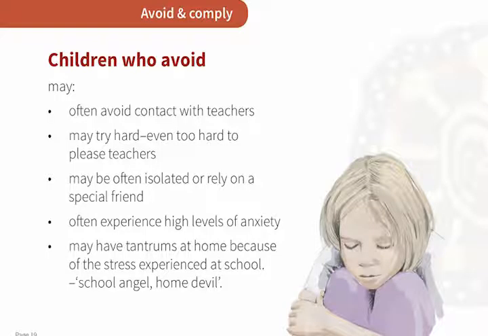They may be often isolated or rely on a special friend to cope, and when this special friend is absent from school, they may have a lot of difficulty in participating in class. The special friend in this context is being used as an additional source of information, and the special friend hears and understands the teacher and then helps to explain to their peer.